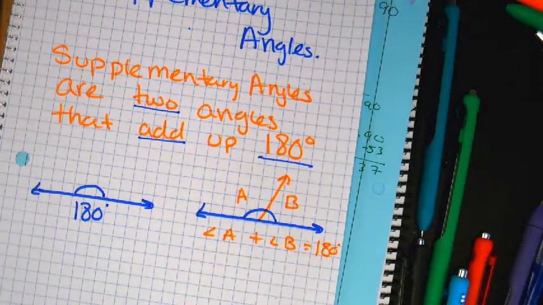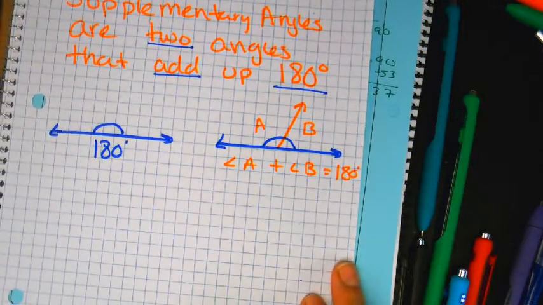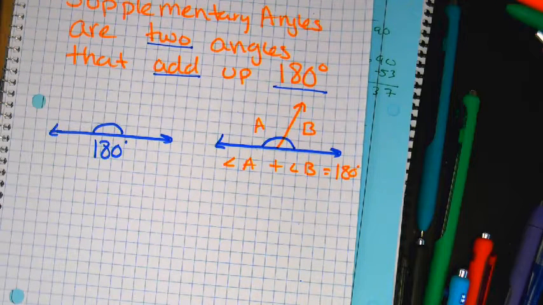So now we don't use 90 degrees. We use 180. That's the hardest part of this, getting complementary and supplementary confused. When do I use 90 and when do I use 180? There's a trick I'll show you tomorrow that helps me remember which one's which.